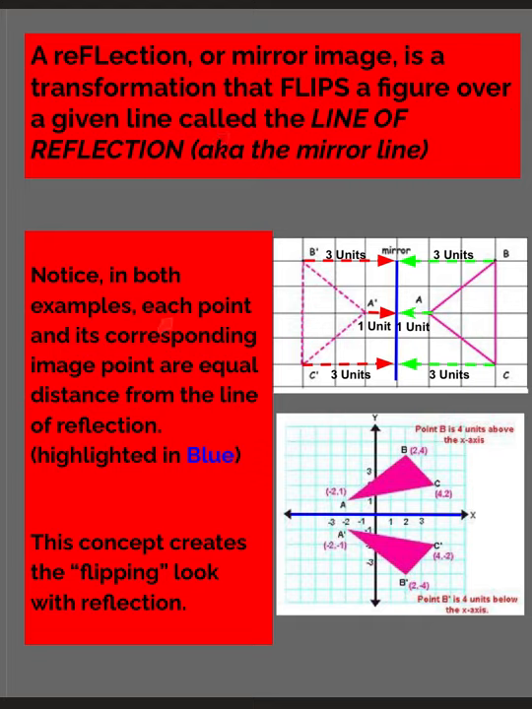Notice in both examples, each point and its corresponding image point are equal distance from the line of reflection. So here's the blue line of reflection. On the left side, this is 3 units away, and on the right side, it is 3 units away. That's what that means. This concept creates the flipping look with a reflection.